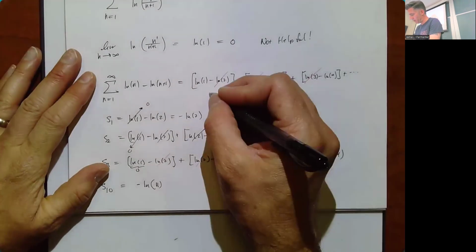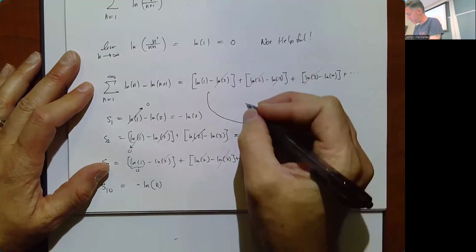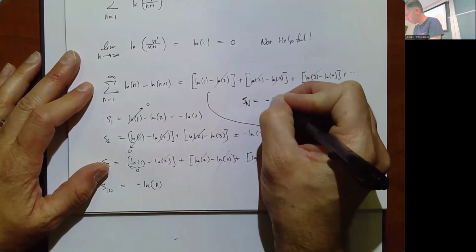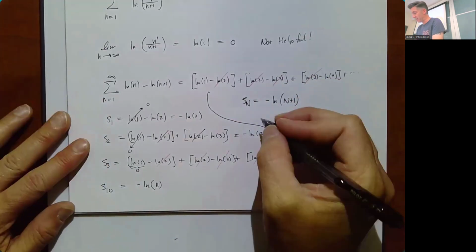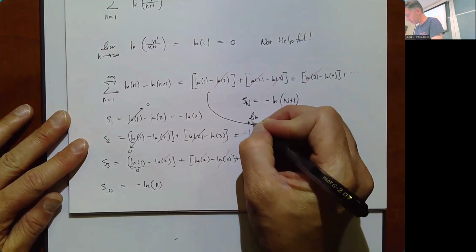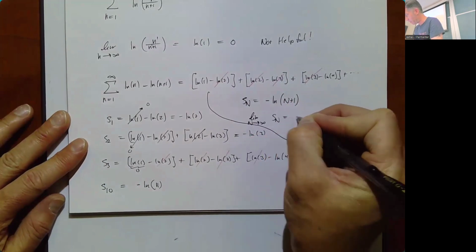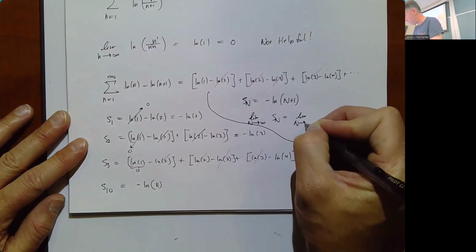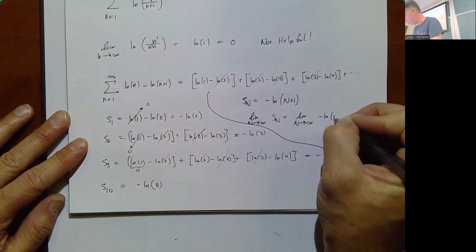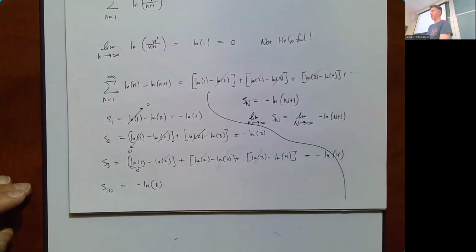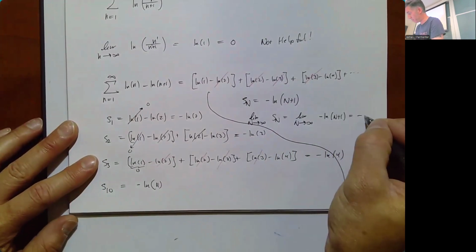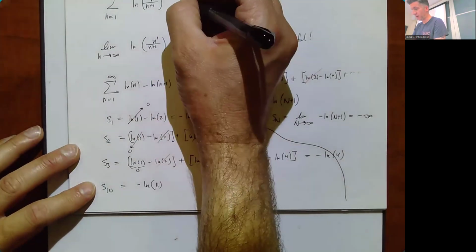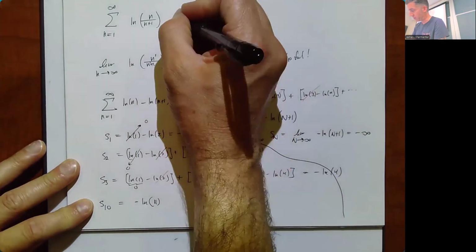So then we can say that the nth partial sum is the negative natural log of n plus 1. And if we take the limit as n goes to infinity of my nth partial sum, the limit as n goes to infinity of the negative natural log of n plus 1 is going to be negative infinity, because the natural log function gets infinitely large as you keep going to the right. So the negative natural log function is going to be negative infinity, which means this series is definitely divergent.